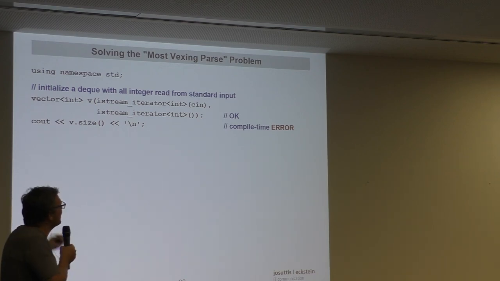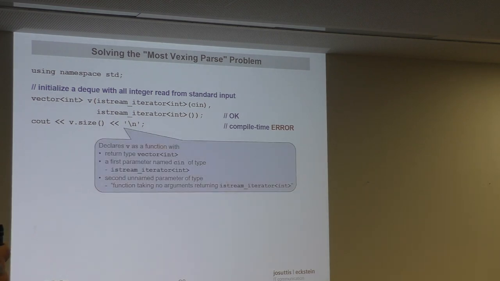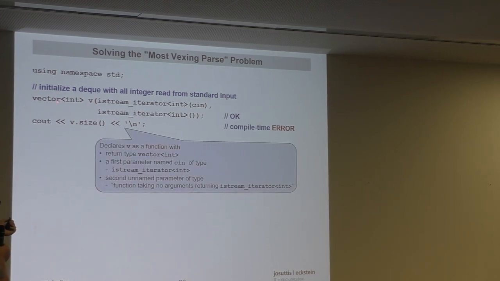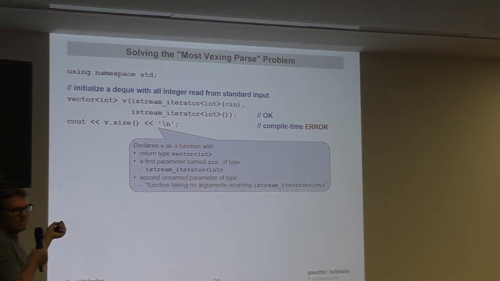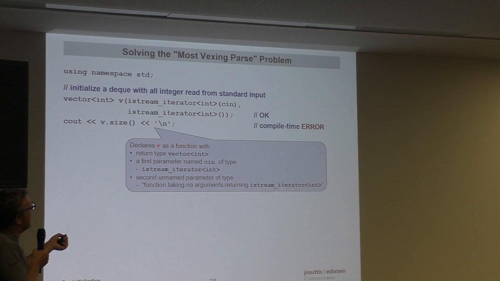Why that? Why the hell that? Because this V did not declare a vector of int. It did declare V to be a function having the return type vector of int. And the function had two parameters. The first parameter was an object named cin of type istream iterator of int, and the second parameter had no name but was a function taking no arguments and returning an istream iterator of int.